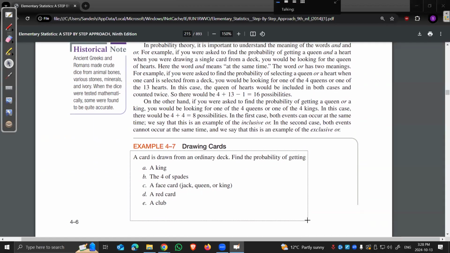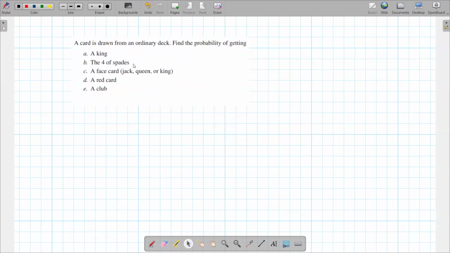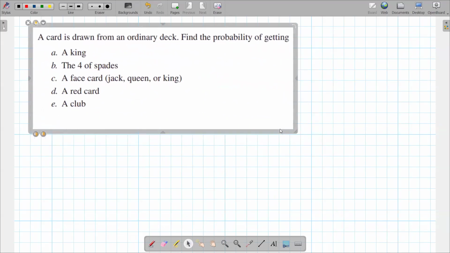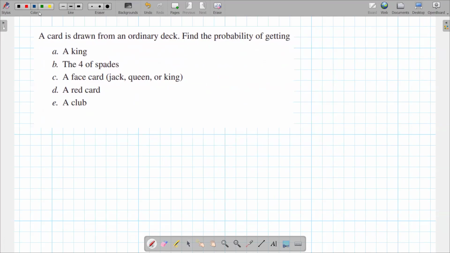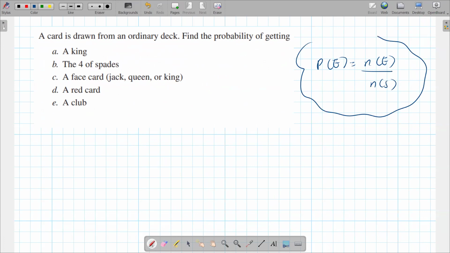For now, just understand that formula. Probability of E is equal to N(E) over N(S): the number of whatever event you're talking about, divided by the total. This is going to be the same formula that we use throughout this course, throughout any intro stats course.